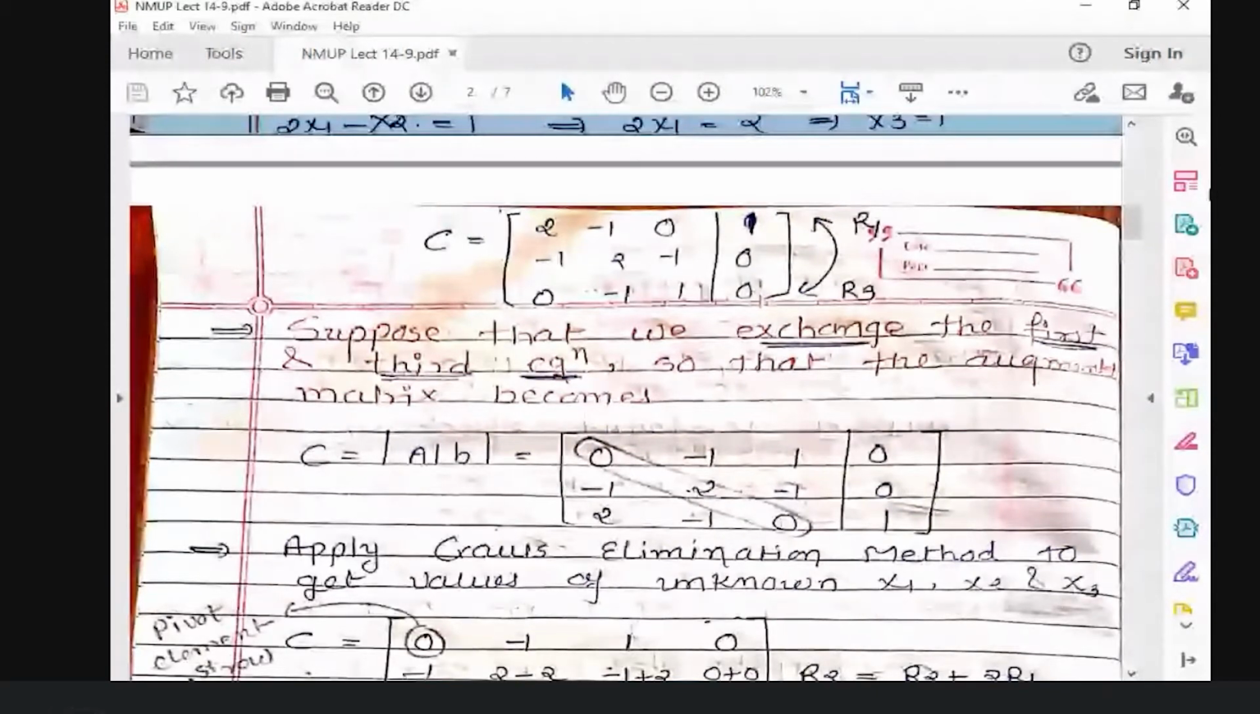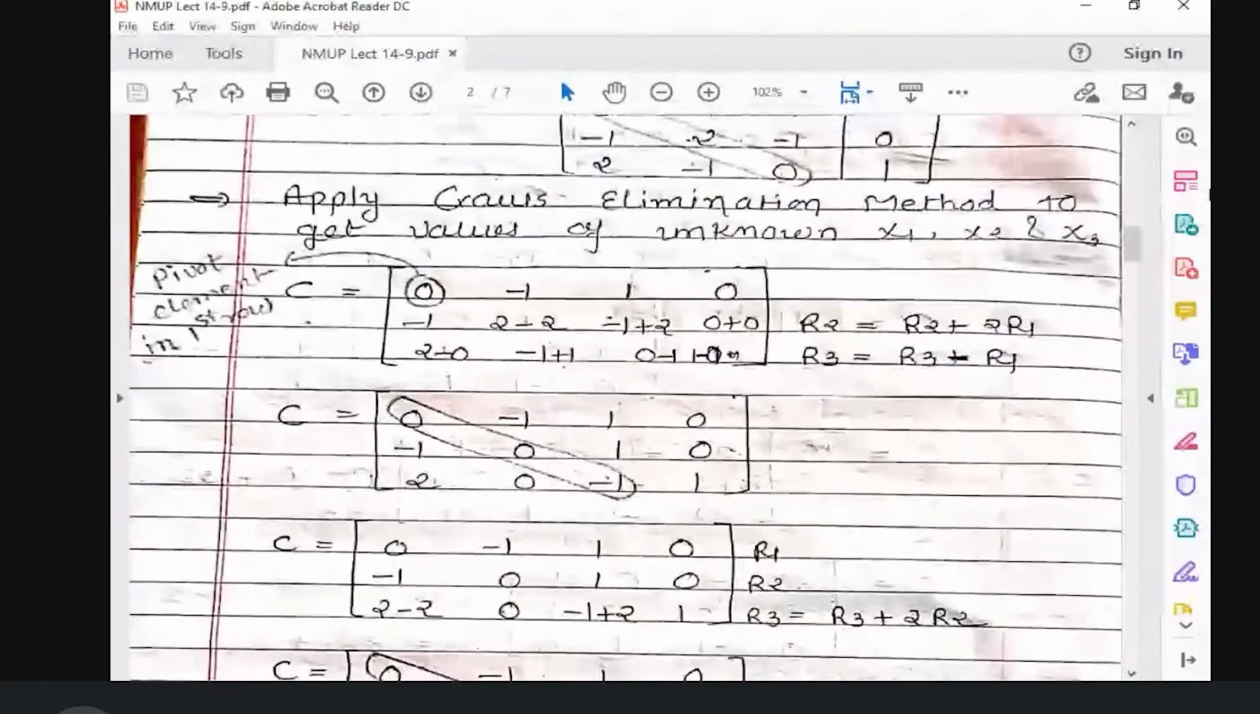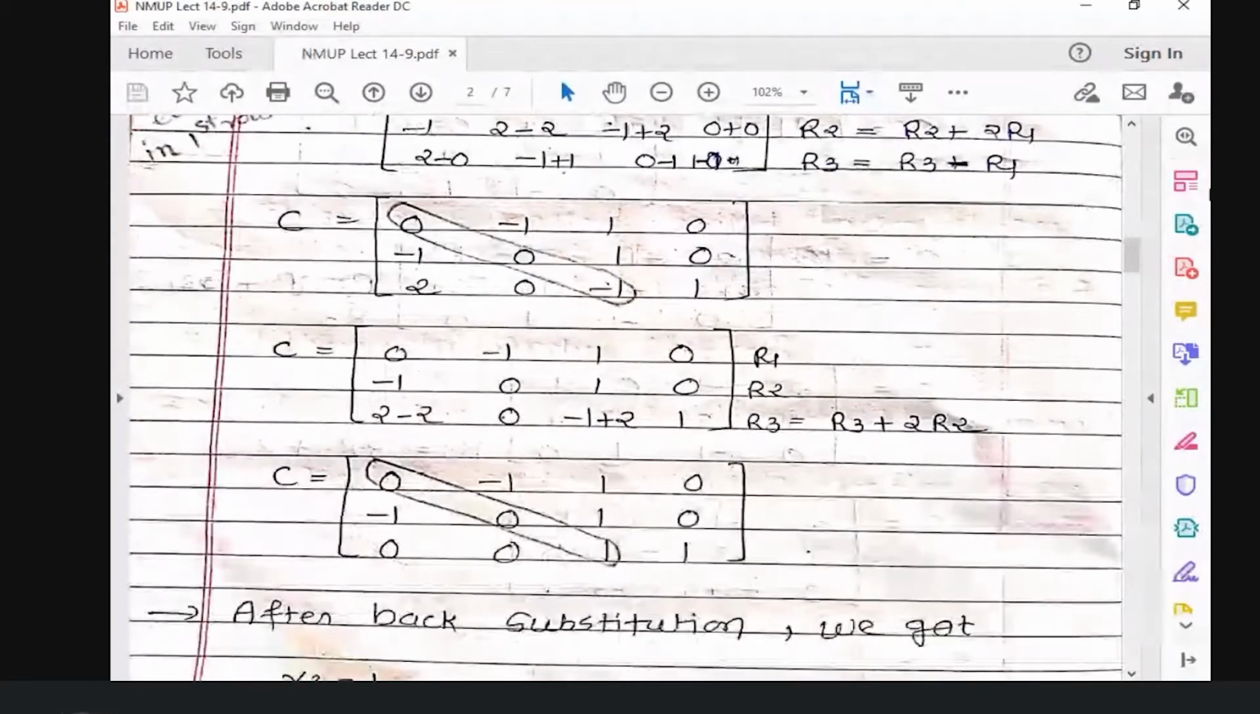Fine. So after applying again this Gauss elimination method to find the values of x1, x2, and x3, I got this final matrix, right? In this final matrix, the maximum number of values is equal to 0. Whenever the number of zero values in a matrix is large, it takes very little time for a large calculation, right? We only have to do simple substitution, and with the help of that, we can easily find the unknown values, right?